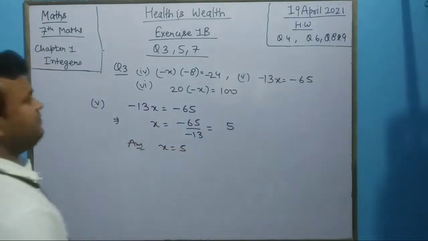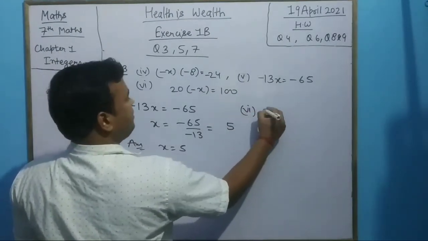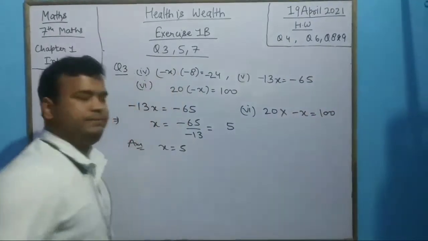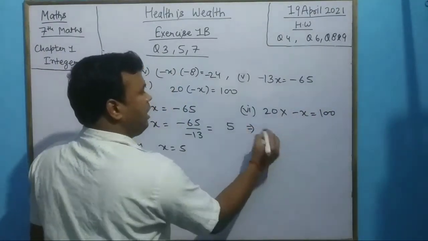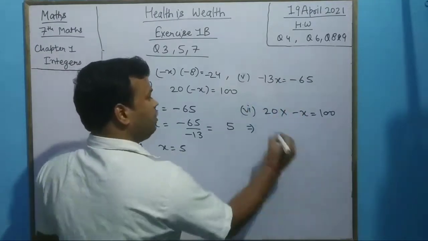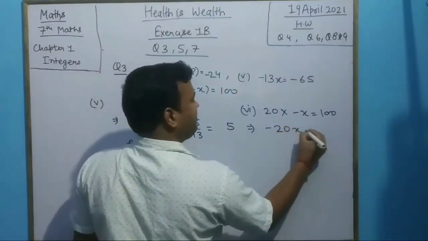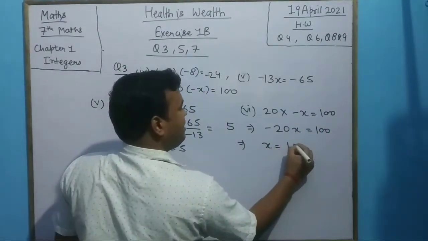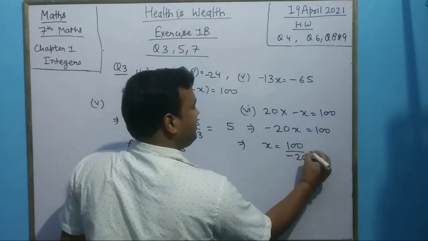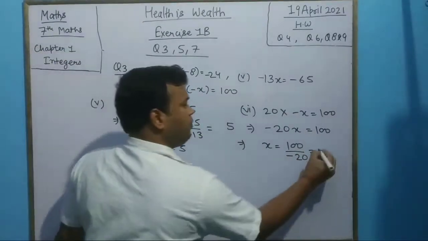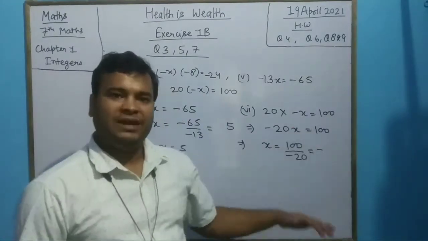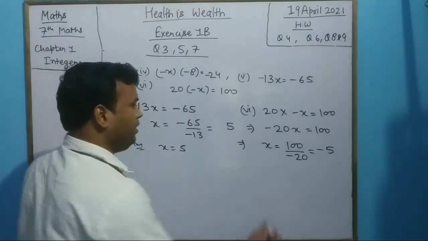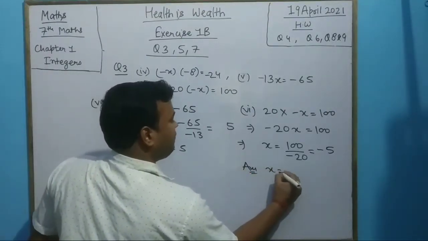Okay. Now let us see the sixth question. It is 20 into minus x giving 100. So how many negative signs are there? Only one. So it will be minus 20x is equal to 100. Again, just shift minus 20 to the other side. It will be 100 upon minus 20. How many negative signs? Only one. So it will be minus, and 100 divided by 20 is 5. So x is equal to minus 5.